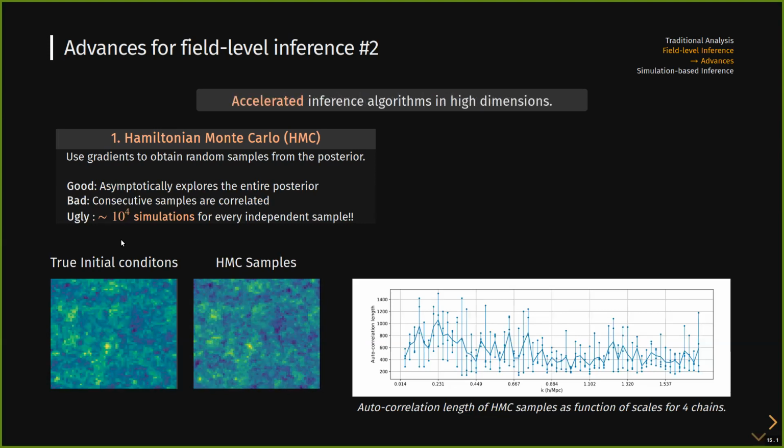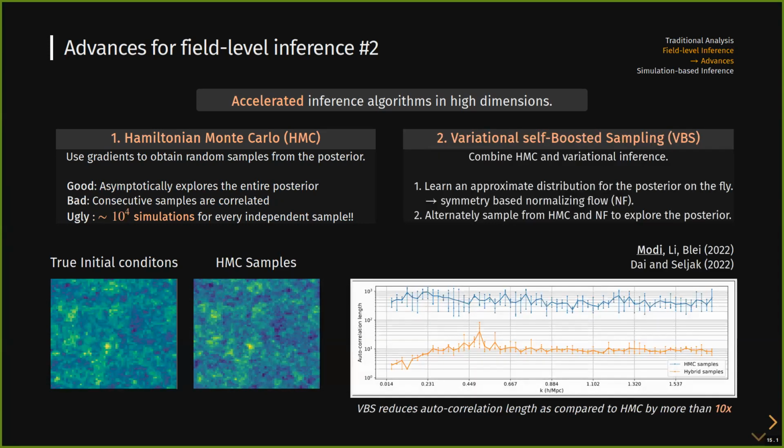So I would like to rephrase. What you need is not a high dimensional inference algorithm. What you need is accelerated inference algorithms in high dimensions. And we did some work recently along these lines. This is called variational self-boosted sampling. Without going into the meat of this, broadly, the idea was to combine Hamiltonian Monte Carlo with another technique called variational inference. It is essentially a two-step algorithm.